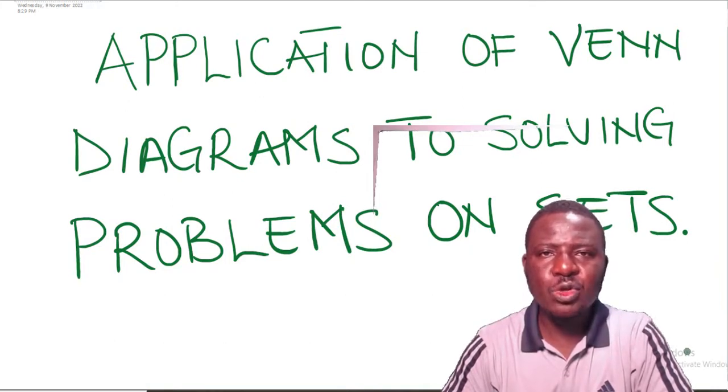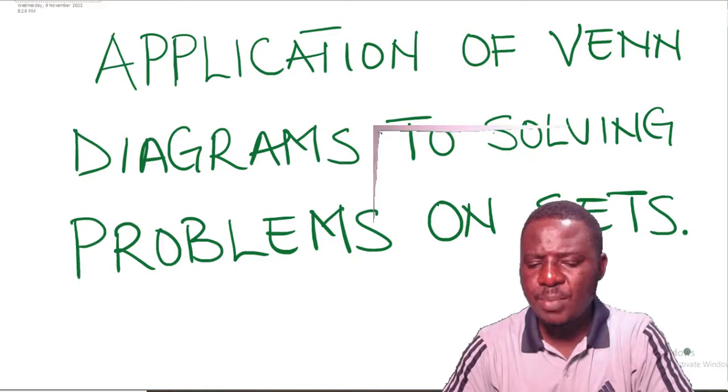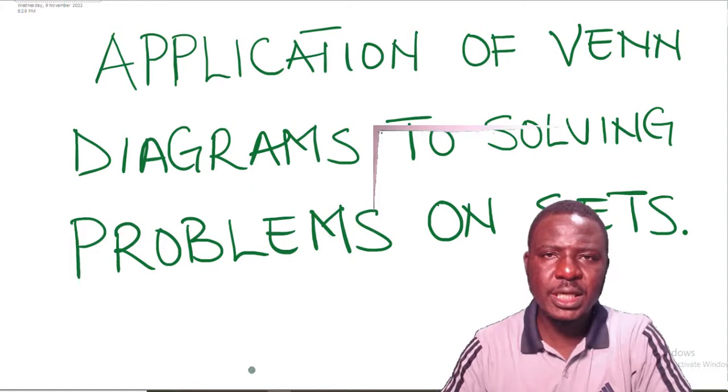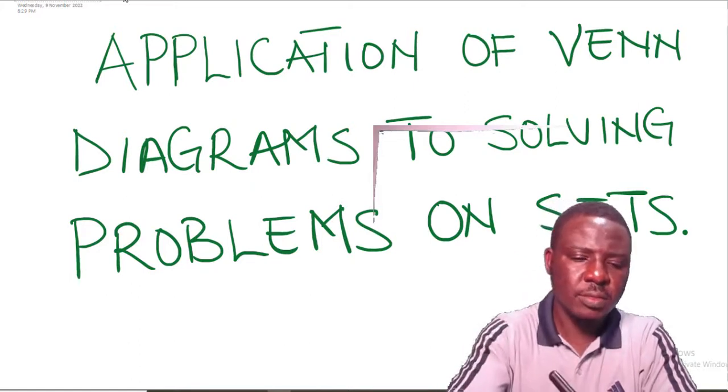Today's class is a continuation of our previous classes on set theory. In today's class, we shall be looking at the application of Venn diagrams to solving problems. We shall be applying what we have learned in our previous classes in solving word problems. Let's have a recap on what we did at the last class.